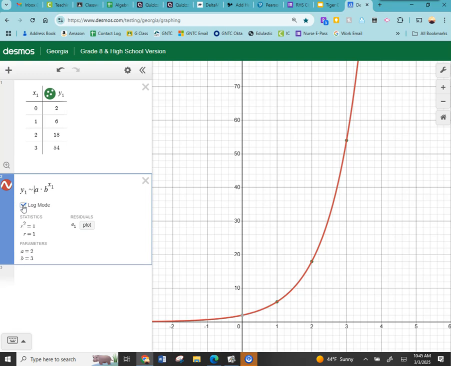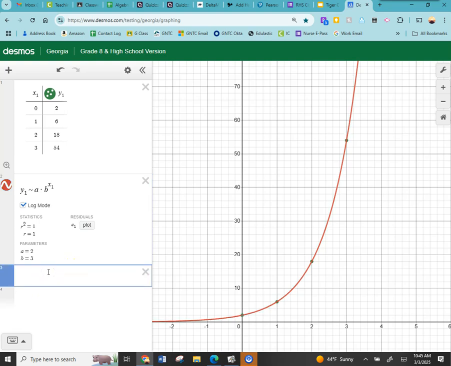Now watch this. You're going to check this box, because if you check this box, it gives you what's called your regression coefficient, which comes in handy when we get to statistics, okay? Right now, just check it. All right? What do you notice it says for A and B? 2 and 3.